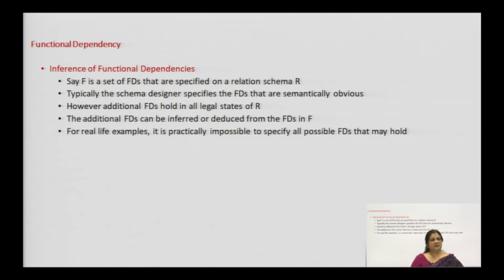However, in the legal states of the relation schema, there may be different functional dependencies depending upon the data. So that means, we can say that whenever a relational schema is defined, we may have some functional dependencies, but in addition to these, there may be even more functional dependencies. And where will these more functional dependencies come from? They can be inferred or deduced from the given set of the functional dependencies. And in real life examples, it is practically impossible to specify all the functional dependencies that may be present.